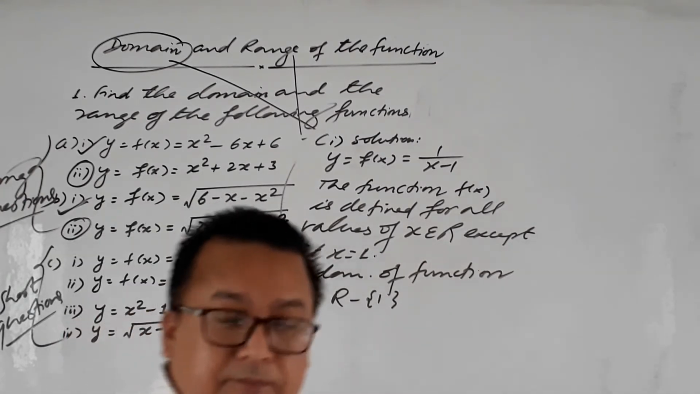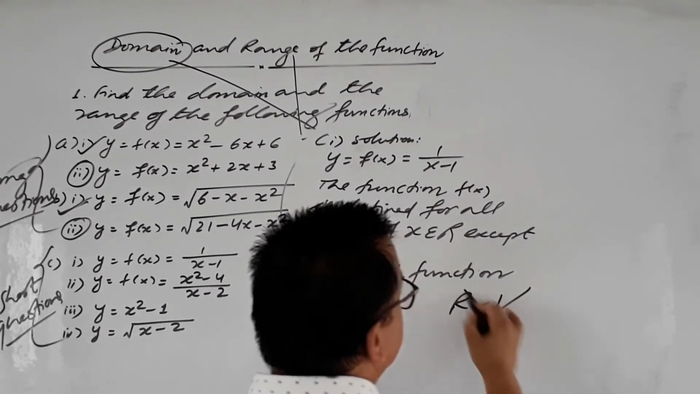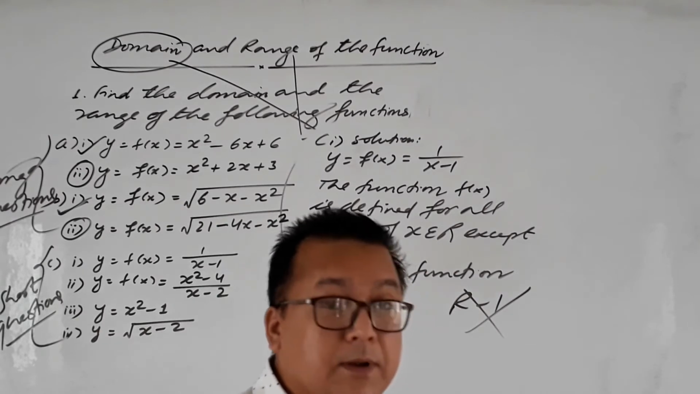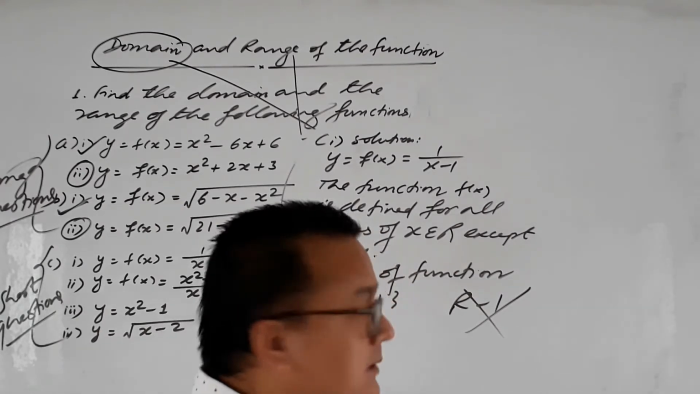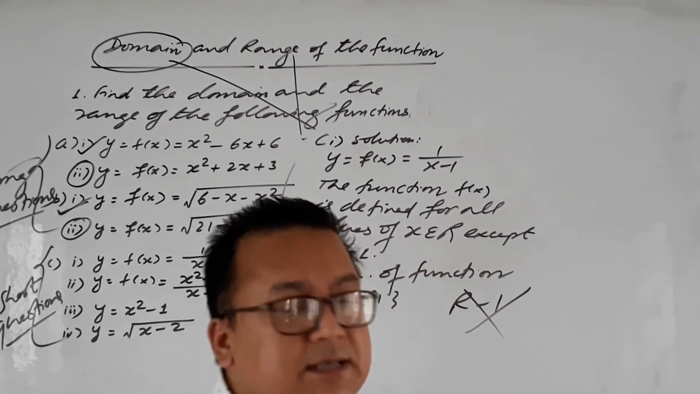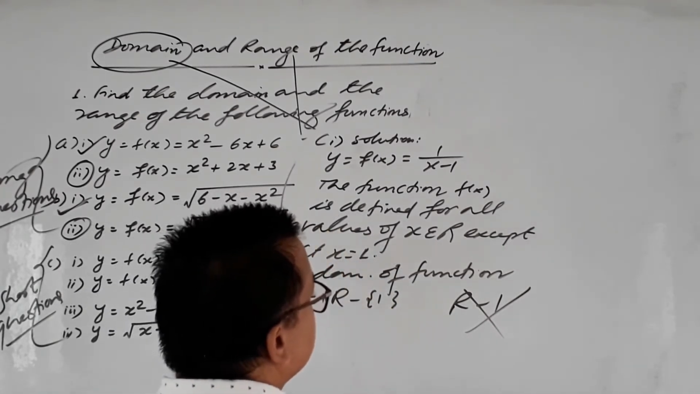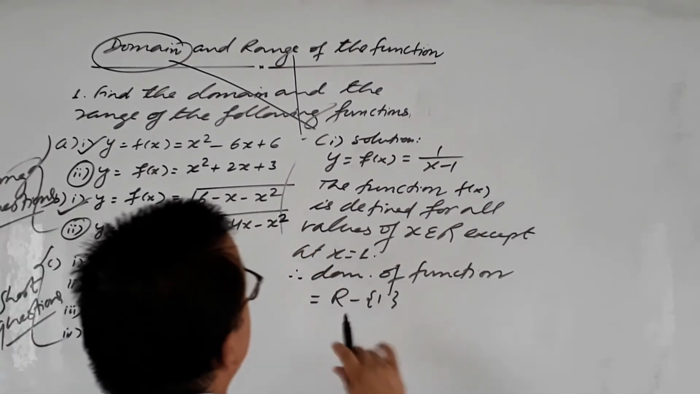Because R is a set, you can't simply write R minus 1, that is absolutely wrong. A number cannot be separated from a set, only a set is separated from another set. So we have to write R minus the set of 1. R is the set of real numbers. So this is your domain.